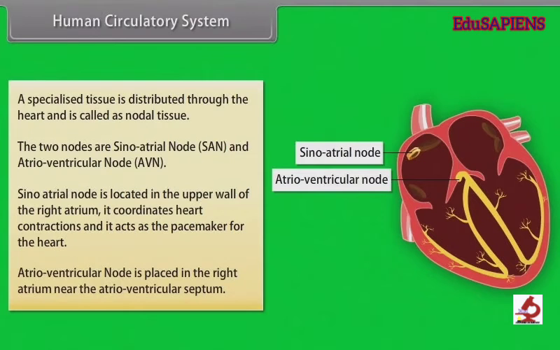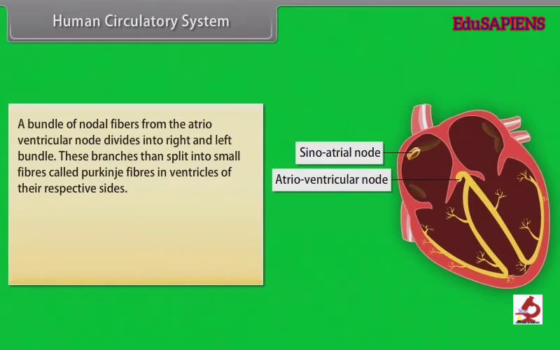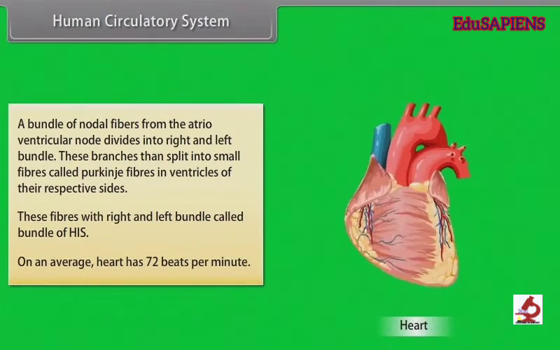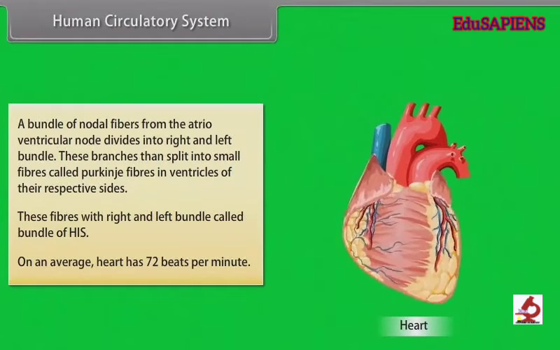The atrioventricular node is present in the right atrium near the atrioventricular septum. A bundle of nodal fibers from the atrioventricular node divides into right and left bundles. These branches then split into small fibers called Purkinje fibers in the ventricles of their respective sides. These fibers with the right and left bundle are called the bundle of HIS. On average, the heart has 72 beats per minute.